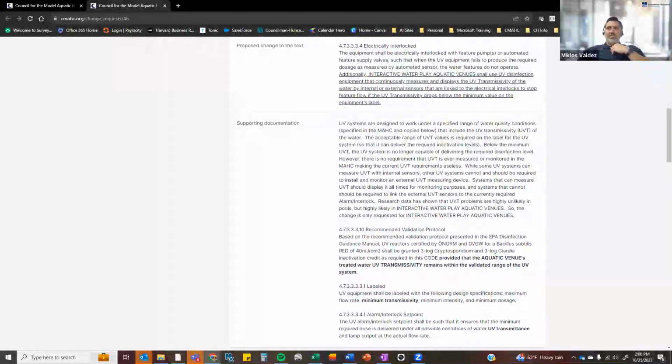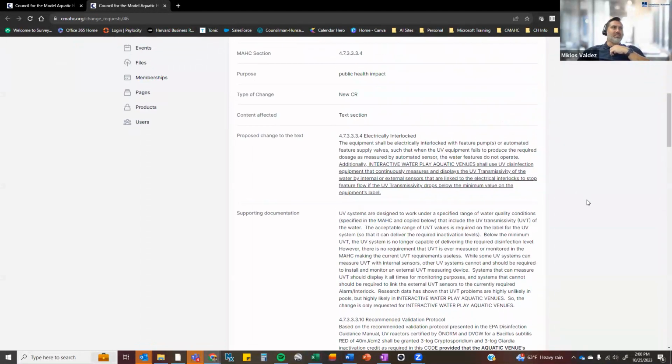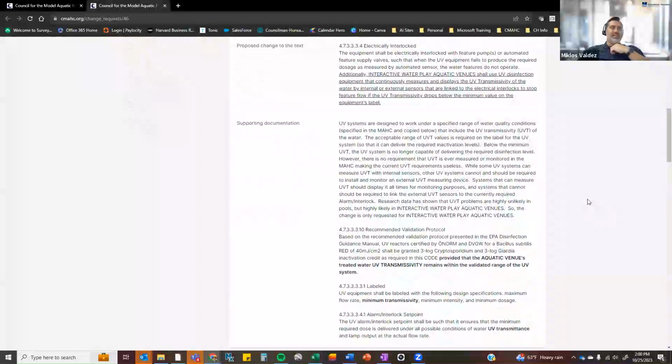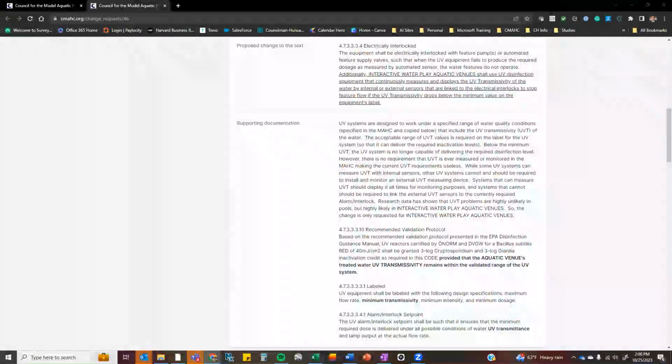So I think to answer your question, Sarah, the UV is secondary, not supplemental, which means it is imperative to the design. I keep looking at what's already there in the electrically interlocked language. It already says they need to be interlocked. It already says they need to produce the required dosage.